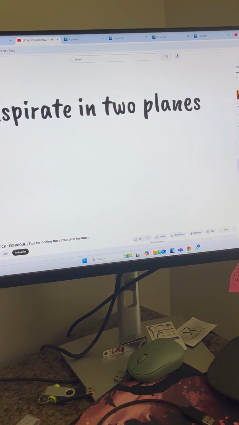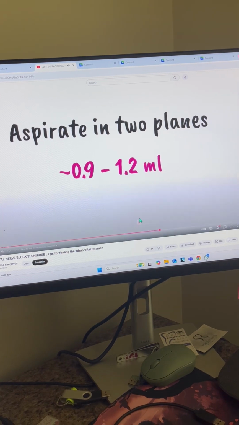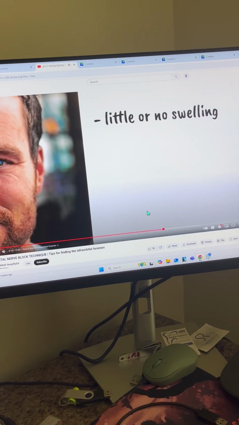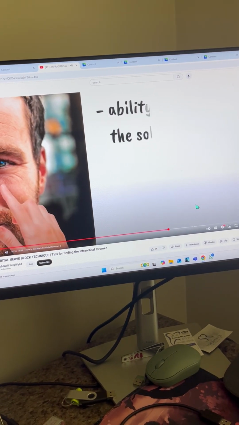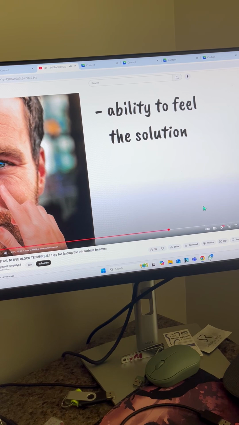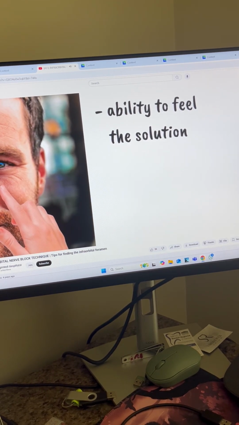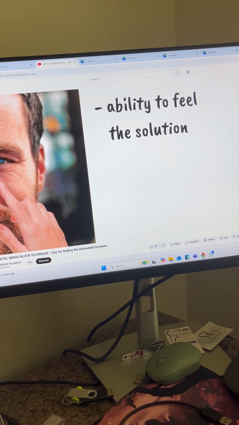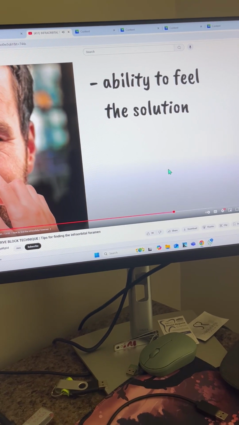Before injecting the solution, we should aspirate in two planes and slowly deposit 0.9 to 1.2 ml of solution over 30 to 40 seconds. We will see little or no swelling as we deposit the solution because the solution is directed towards the foramen. The reason we keep a finger over the foramen while injecting is that if the needle tip is in correct position, we will be able to feel the anesthetic solution as we inject. When we finish injecting the solution, because of the volume of the solution, now we won't be able to feel the foramen.